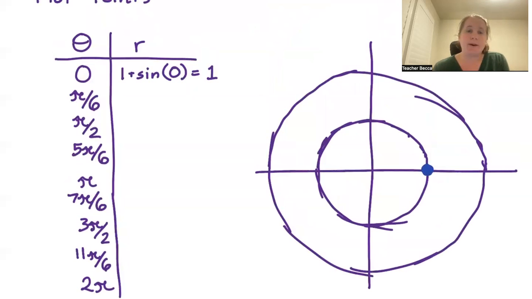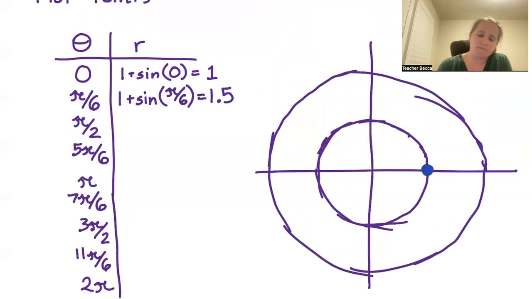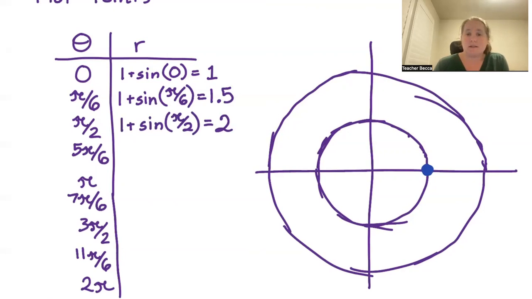So for π/6, sine is just 1/2. So 1 plus sine of π/6 is 1 plus 1/2, otherwise known as 1.5. Then we have 1 plus sine of π/2, which is 1 plus 1, otherwise known as 2. Plotting these next 2 points, at angle π/6, our radius is 1.5, so we're halfway between the circle of radius 1 and the circle of radius 2. At π/2, we're at radius 2.